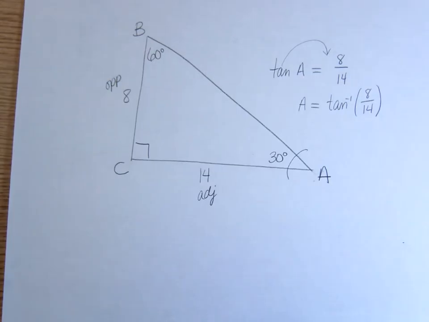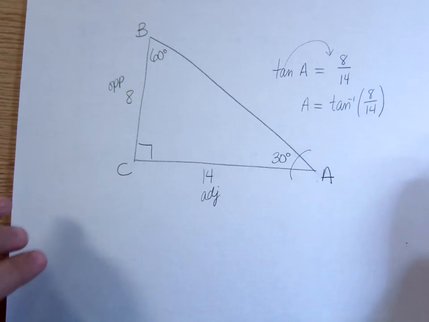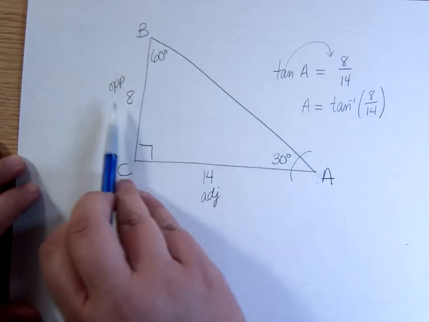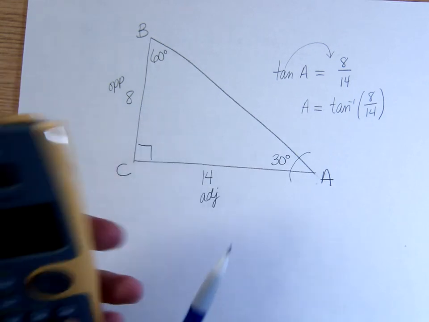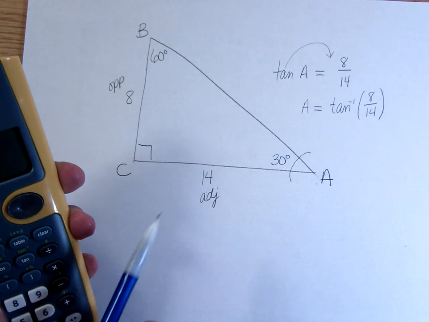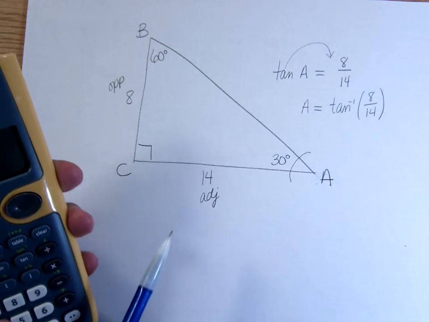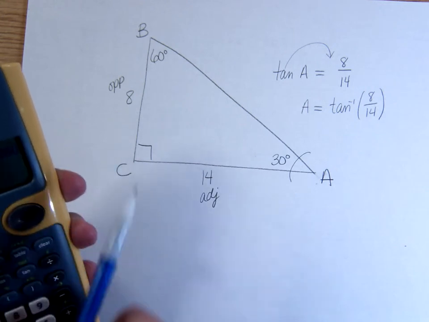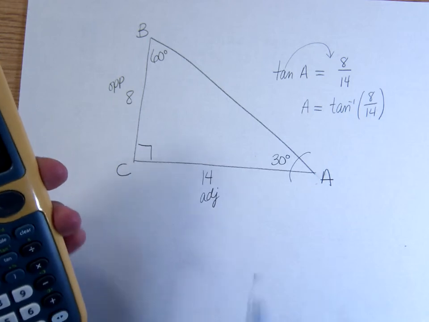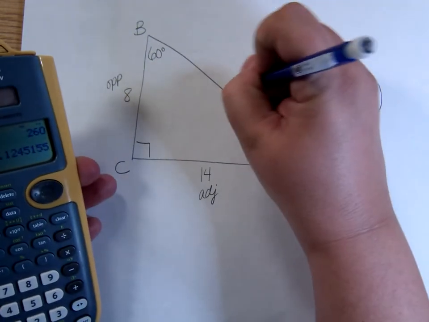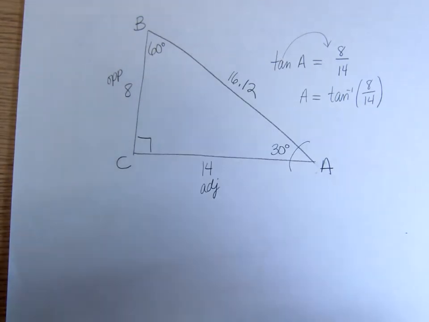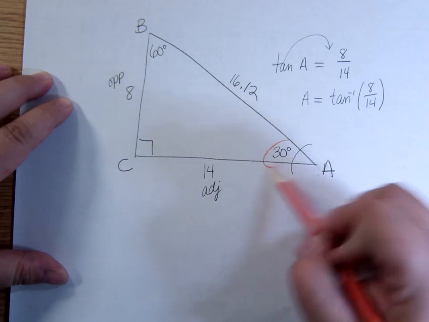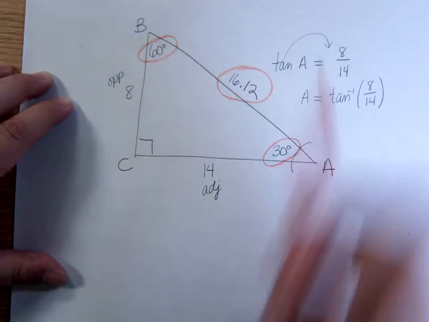Let's go ahead and find the missing side length AB, and then we'll be done with all the things we need to find in this triangle. Side length AB, since I already have this side and this side, I can just use Pythagorean theorem. So I'm going to go 8 squared plus 14 squared, get that answer, and then take the square root of that number. You always end Pythagorean theorem with square root. Okay, so now I've found all my missing information for this triangle, which was this angle, and this side length.